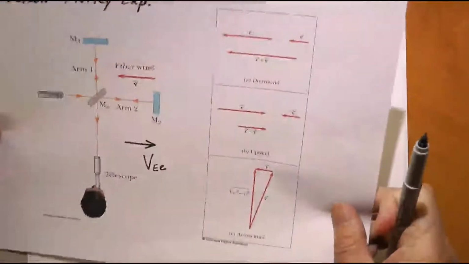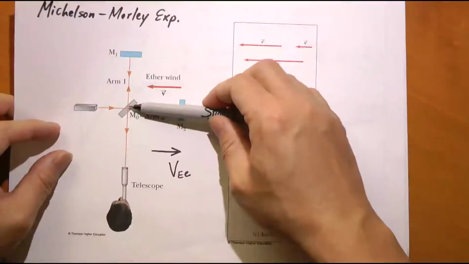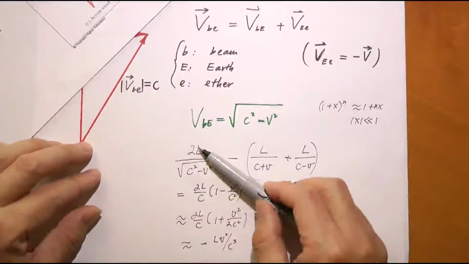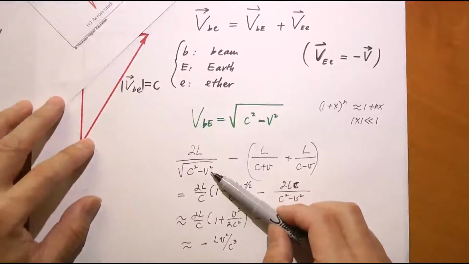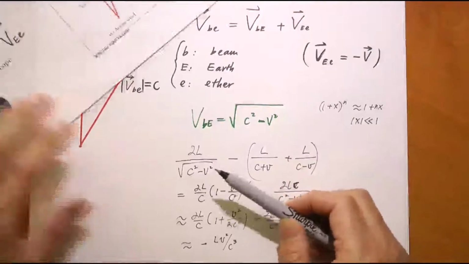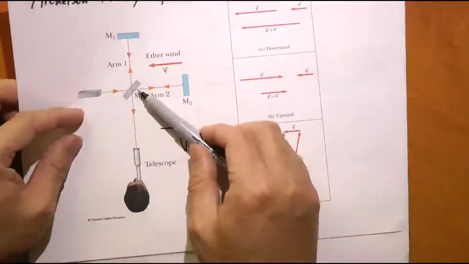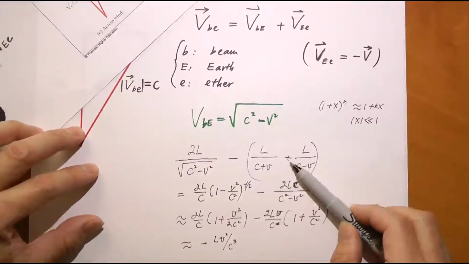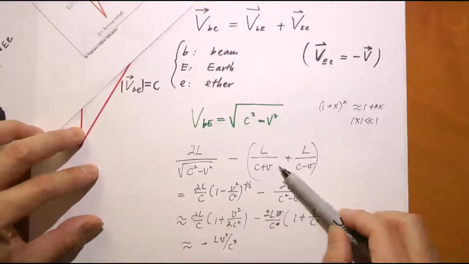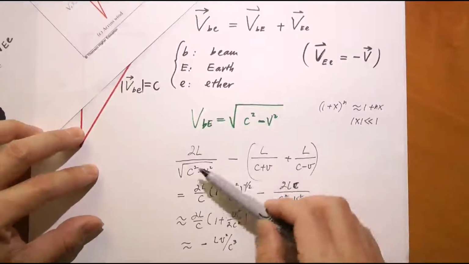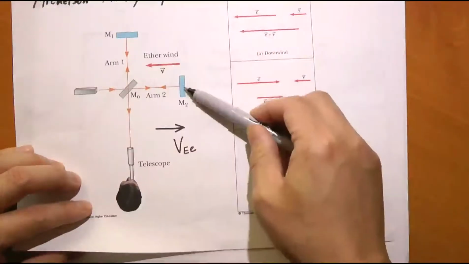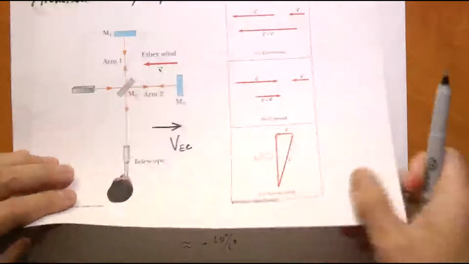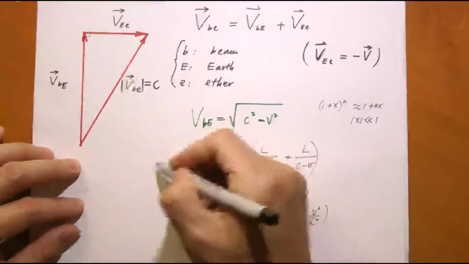Okay, so the total time it takes for this beam going through arm 1, up and down, would be 2L divided by the speed, which is the square root of c squared minus v squared. 2L because it goes up and then down. The total time it takes for the beam to go this way and back is L divided by c plus v, plus L divided by c minus v. This is going this way, this is going that way. So there's a time difference between the arrival of beam number 1 and beam number 2 at the telescope, and here is the time difference, delta t.